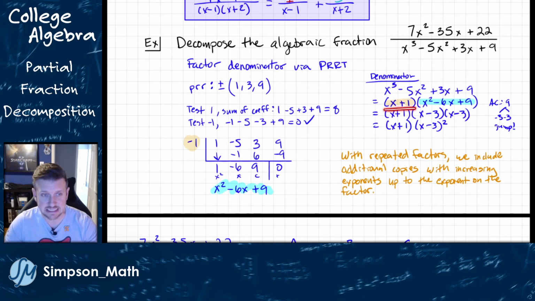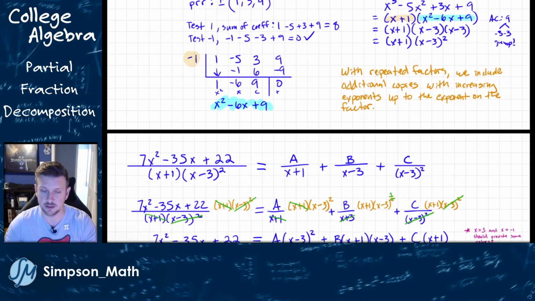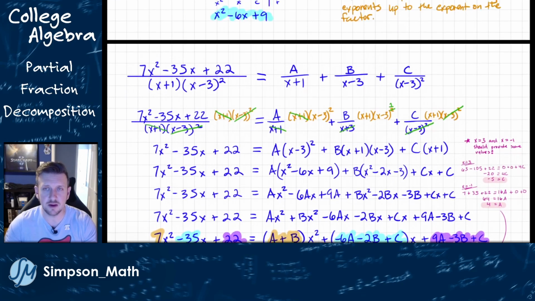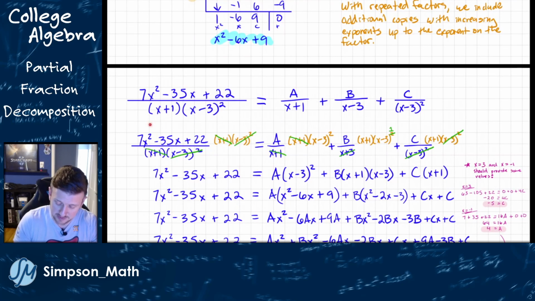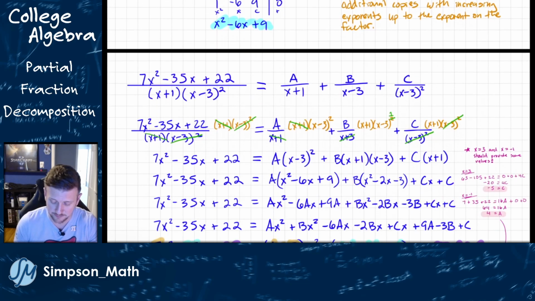So here I have successfully factored out the x plus 1, which leaves me with x squared minus 6x plus 9. But because I can keep factoring this quadratic, I now have x minus 3 times x minus 3, or x minus 3 squared. So if you look back at the directions, when we have repeated factors, our denominators need to have ever increasing exponents up to the exponent on the factor. So here we're going to go from this left-hand side to this right-hand side. So I've factored my denominator.